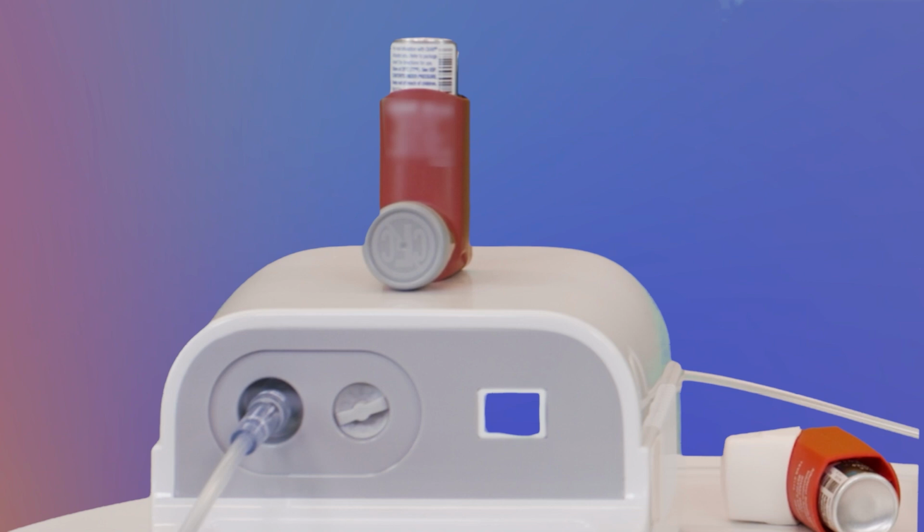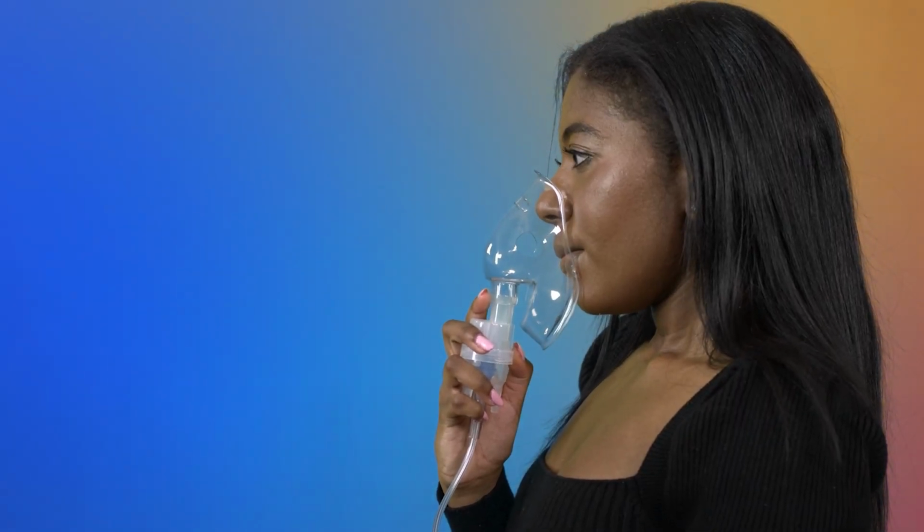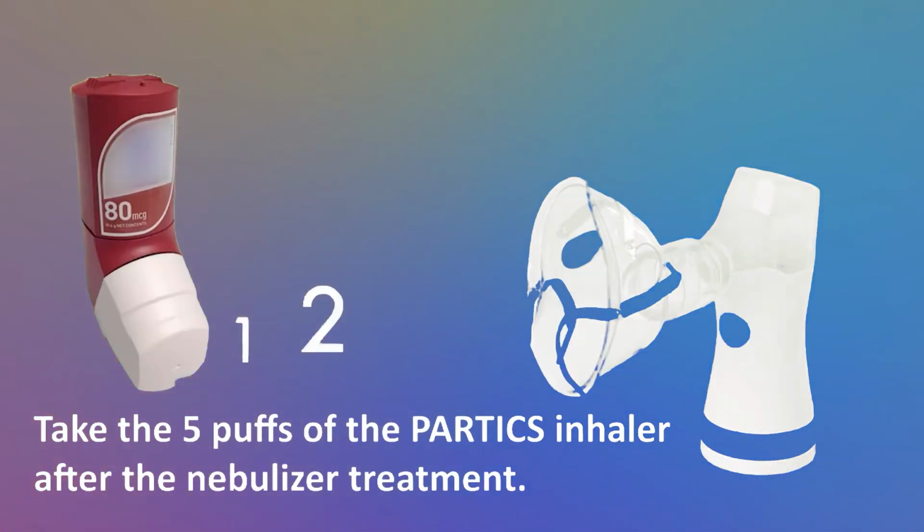You will get at least 2 PARTICS inhalers at a time if you use a nebulizer. You should put one of the PARTICS inhalers next to or on top of your nebulizer so you do not forget to use it. Each time you use your nebulizer for rescue, take 5 puffs of the PARTICS inhaler after you finish the nebulizer treatment.